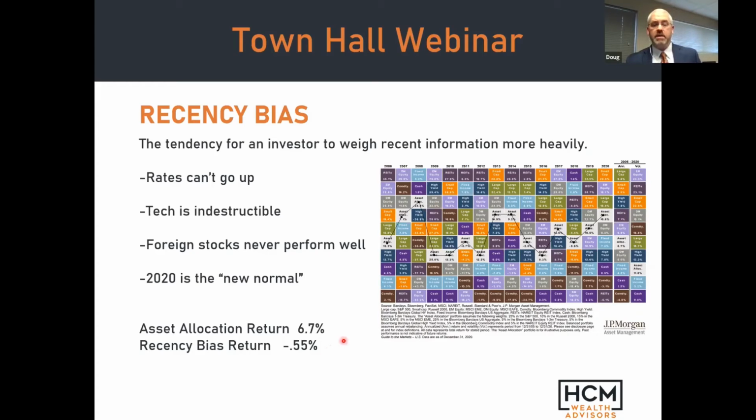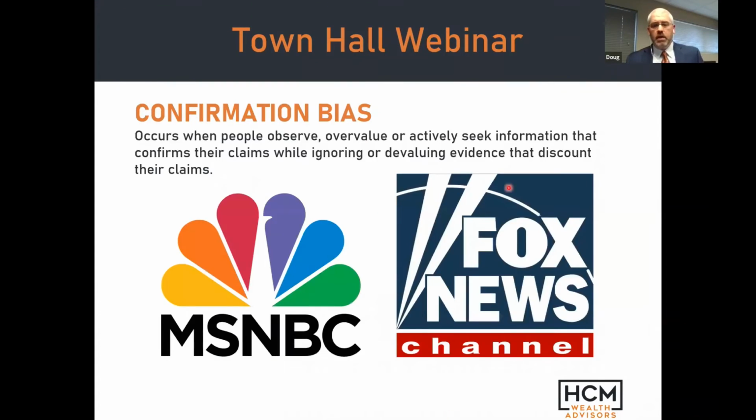It will be interesting to see how that continues to play out if these trends continue to move in opposite directions. So next is the confirmation bias. This occurs when people seek out, overvalue, or selectively seek information that confirms their claims while ignoring or devaluing the evidence that discounts their claims. Now, normally we stay away from politics with a 10-foot pole, but I think we're going to pick on both sides of the aisle here. So I think we're fair game.